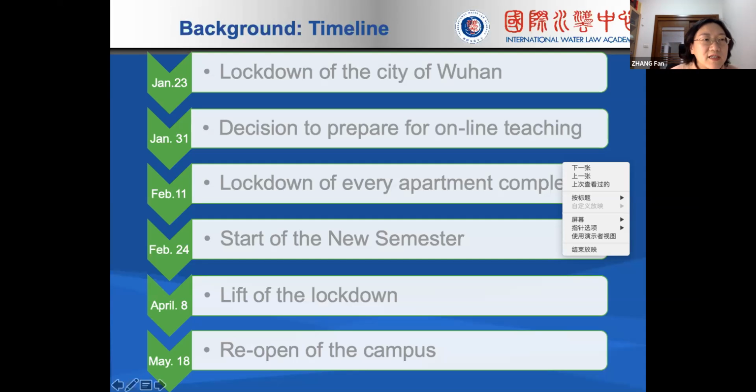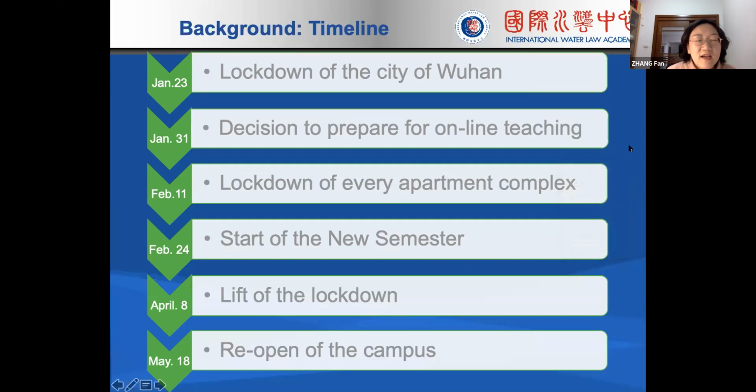But Wuhan University still managed to offer online courses from February the 24th, in sync with the original schedule of the spring semester. The lockdown of the city was lifted on April the 8th. However, the campus was not reopened until May, and the face-to-face classes remained suspended until September. So in fact, all the classes of the spring semester were given online.